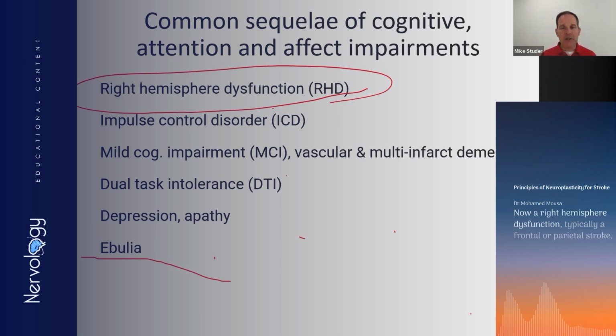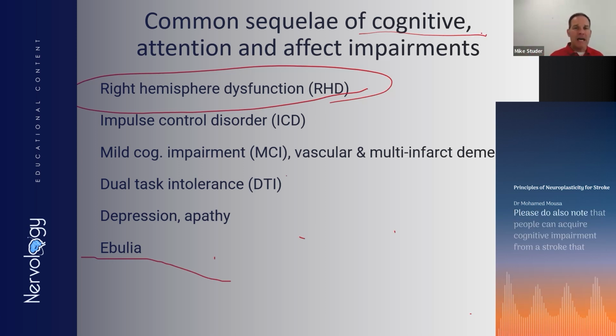Now, a right hemisphere dysfunction, typically a fronto or parietal stroke, will limit an individual's ability to be able to pay attention to anything coming in from the left side of their world. Many of you are familiar with that as left neglect. That is not the same as, but can often occur with, the loss of vision for the temporal side of my left eye and the nasal side of my right eye, known as homonymous hemianopsia. We won't talk about that so much today because that's not a cognitive impairment. That's actually a visual impairment.